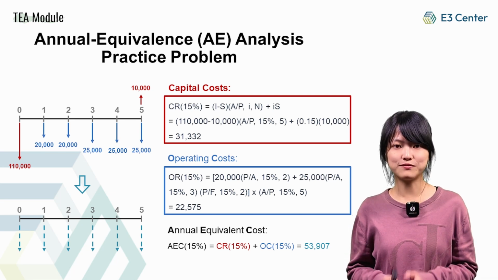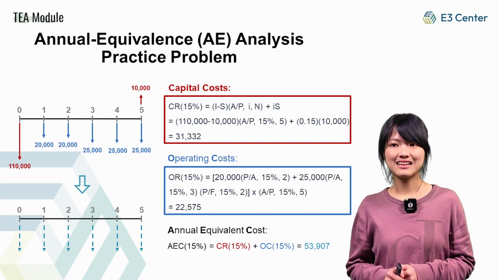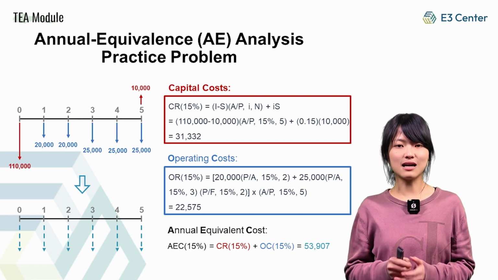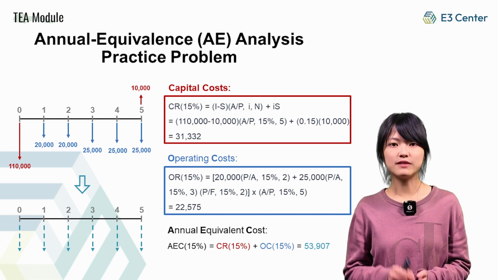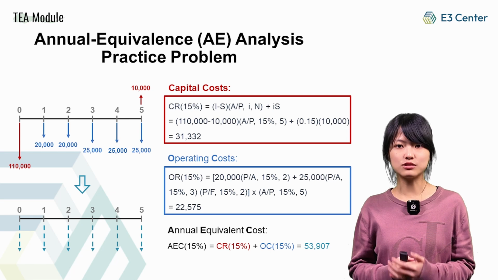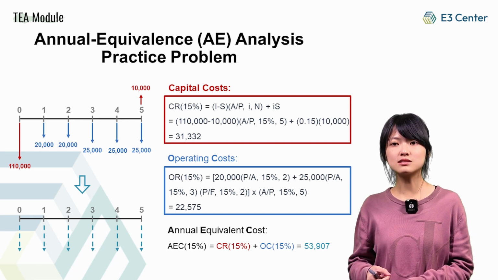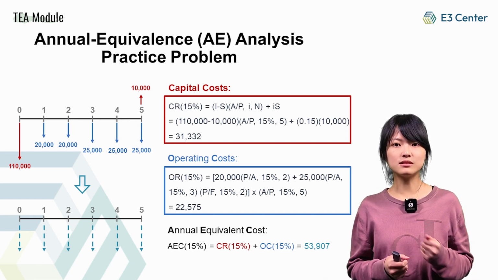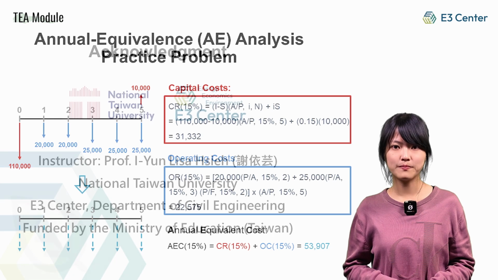By adding the annualized capital and the operating cost, we arrive at the total annual equivalent cost, which is around $54,000. This is the amount that Company A needs to save annually at the minimum from using this energy-saving workstation to justify the investment under the given financial conditions.